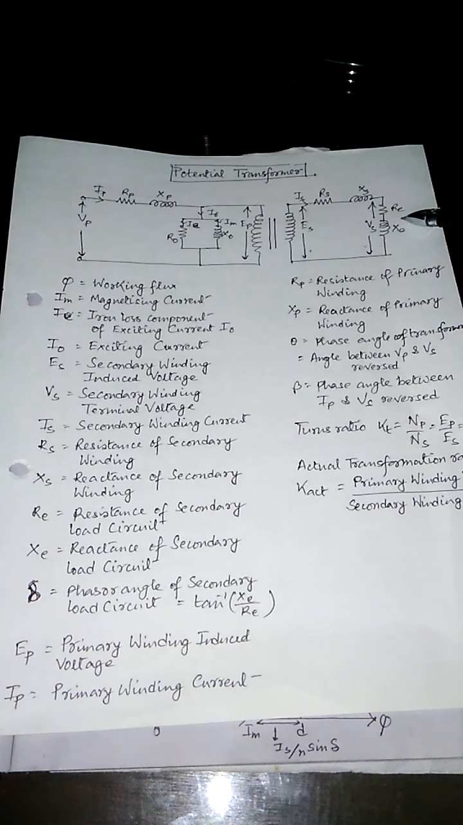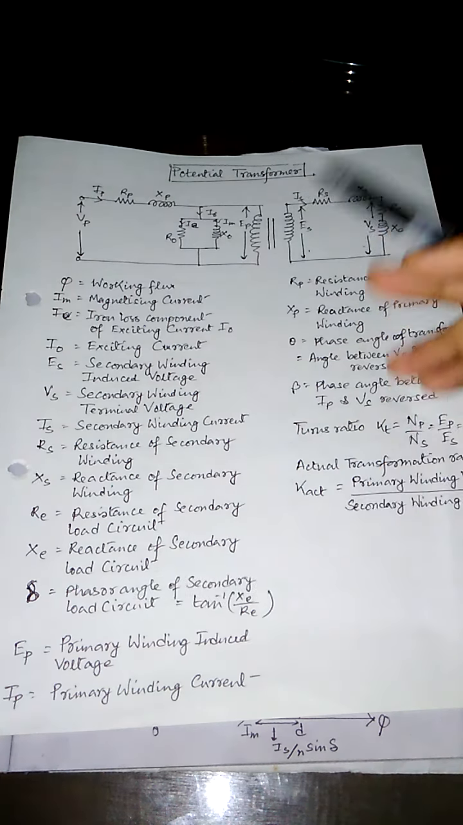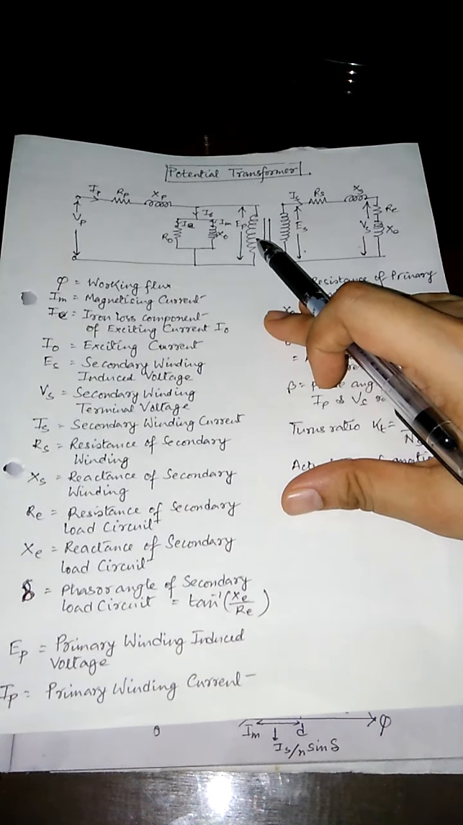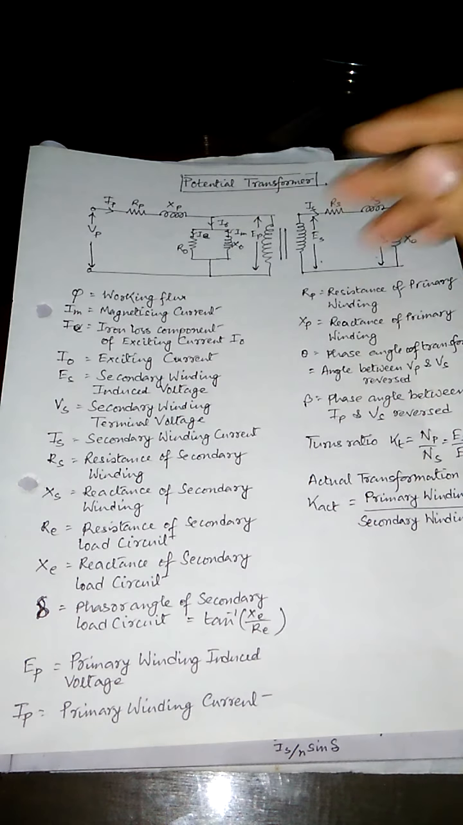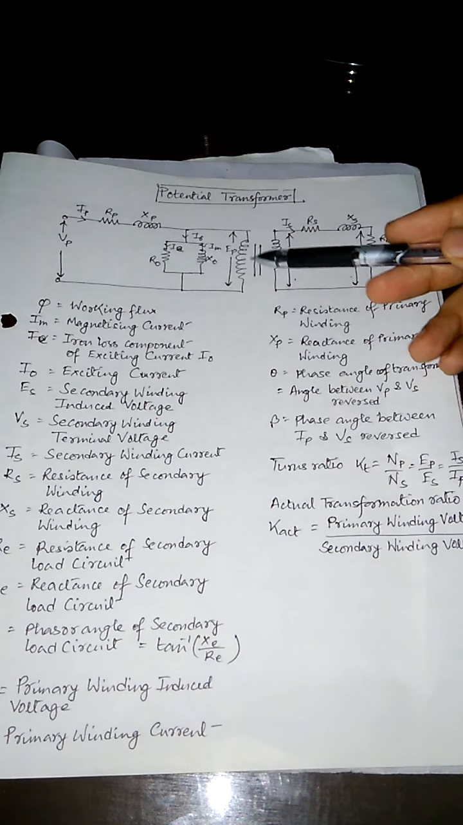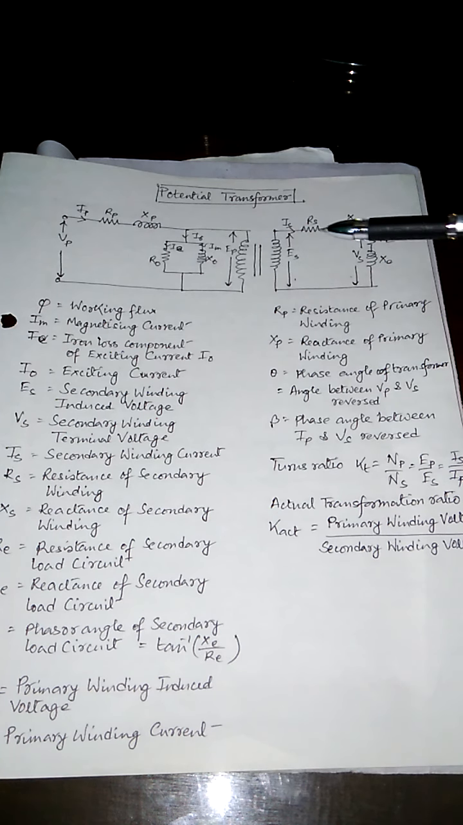We know that this angle is tan inverse of reactance by resistance, that means tan inverse Xe by Re, because we are considering the load circuit. Ep is the primary winding induced voltage, Ip is the primary winding current flowing through the primary winding, Rp is the resistance of the primary winding, and Xp is the reactance of the primary winding.